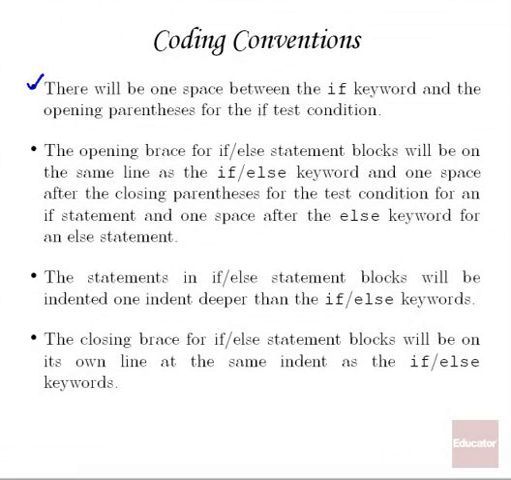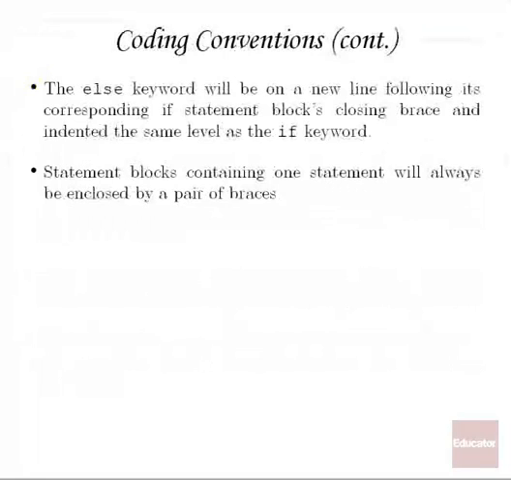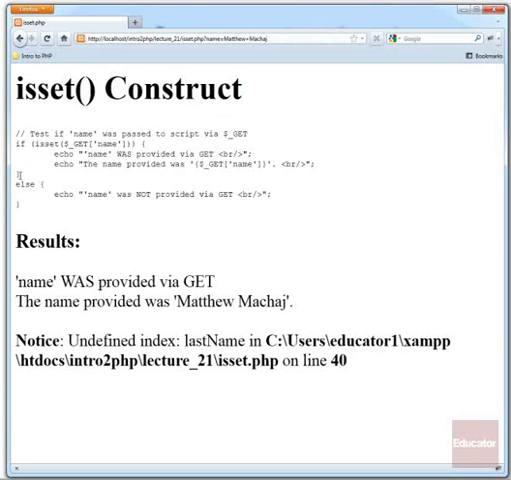The other thing to note, as you can see in this script, is that the closing brace for an if or else statement group will always be on its own line, and it'll be indented the same level as the if or else keyword. And as far as the else statement goes, the else keyword will be on a new line following its corresponding if statement's closing brace. So for example, if we look back here, we can see the closing brace for this else's corresponding if statement is right here, so else is on the following line, as opposed to having else up here, which sometimes you see in different people's coding style. But for this course, we're going to be doing it like this.